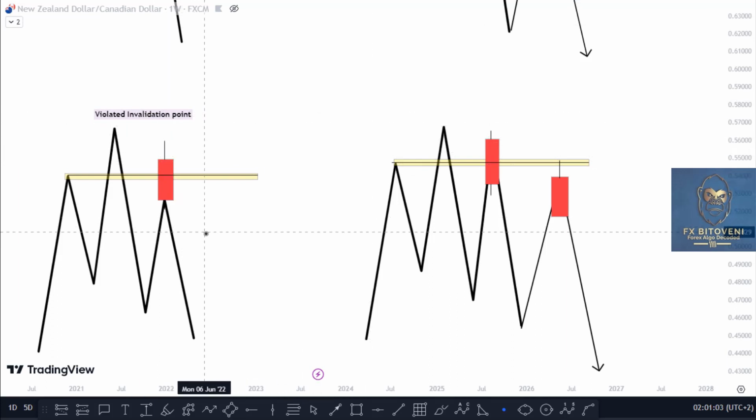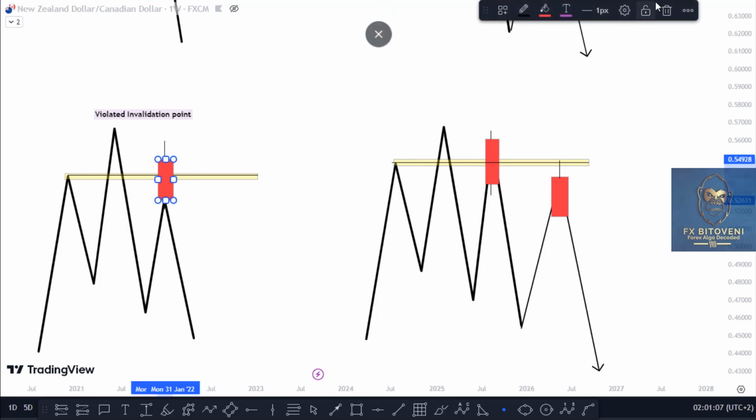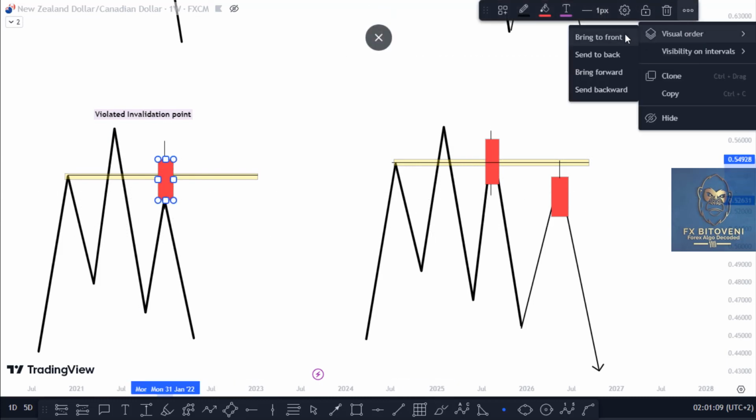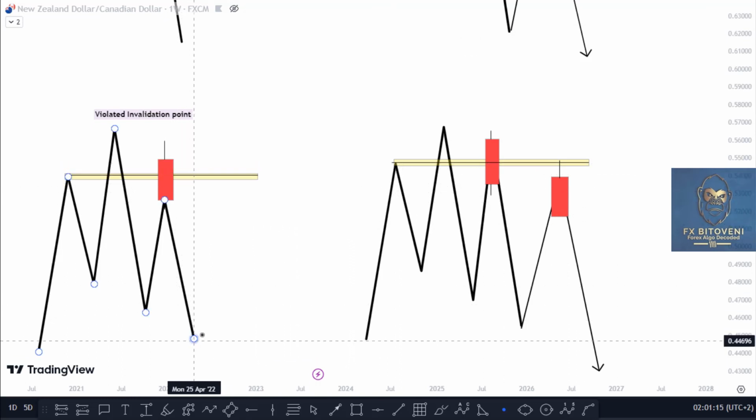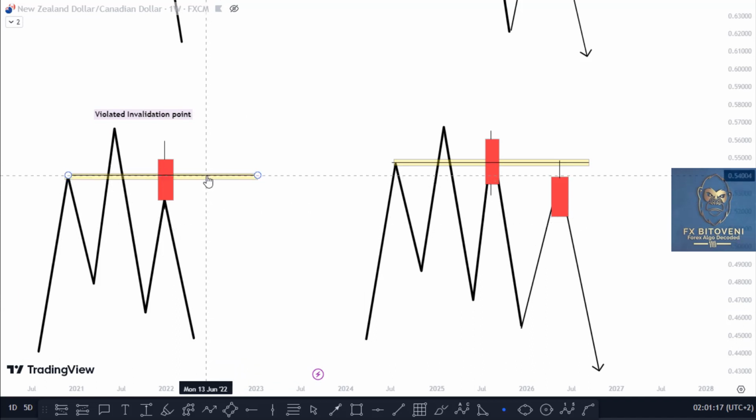So when a candle has violated your invalidation point, you expect what? You expect a market to return back here, to return back here to create what? To reject this invalidation point.